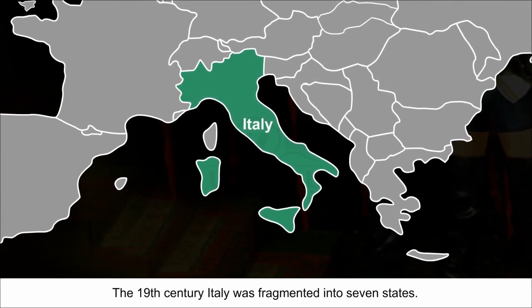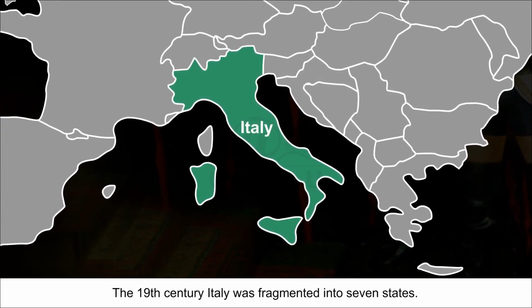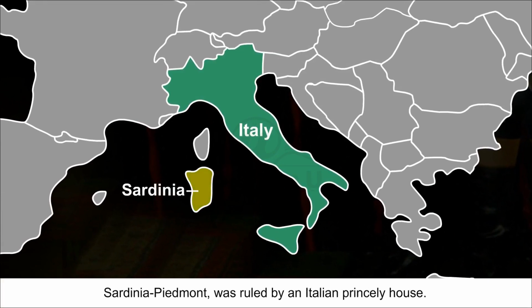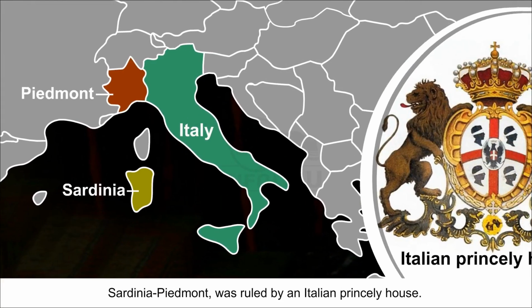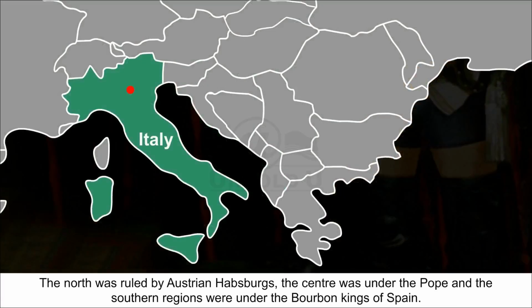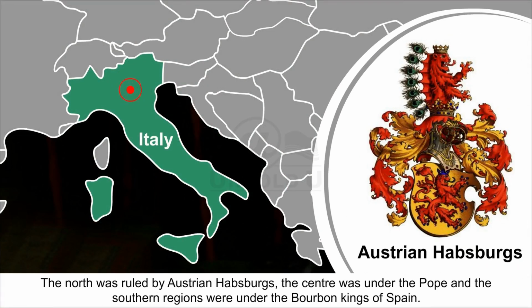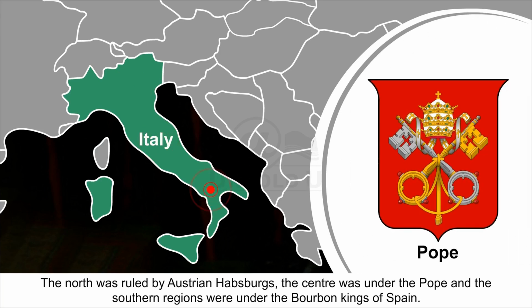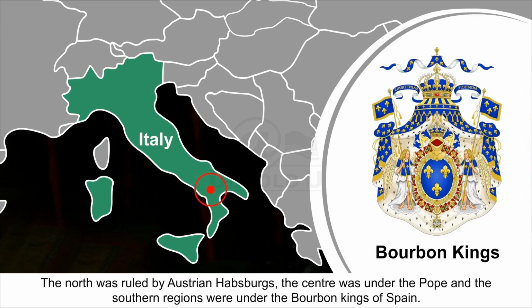Italy unified. The 19th century Italy was fragmented into seven states. Of these, only one, Sardinia-Piedmont, was ruled by an Italian princely house. The north was ruled by Austrian Habsburgs. The centre was under the Pope and the southern regions were under the Bourbon kings of Spain.